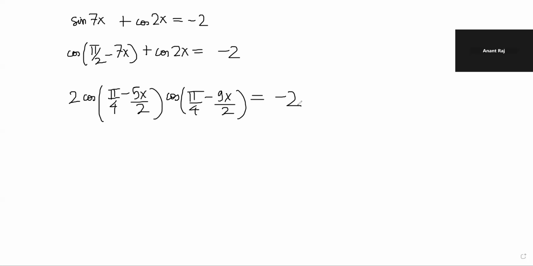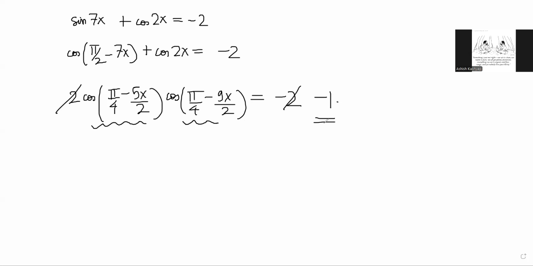Sir, 2 cancels, minus 2 as minus 1. Now it is going to be very difficult to solve. You can't solve it like this. How will you find out the product of 2 cos is minus 1? There is no nice way to solve that.